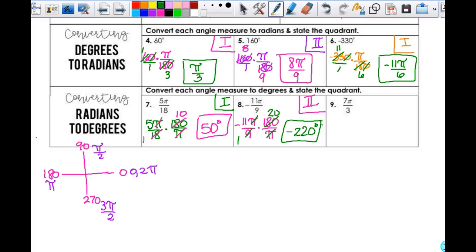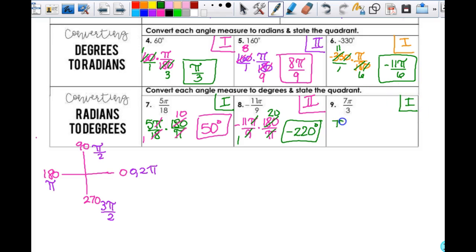7 pi over 3, what quadrant would that be in? Do you agree with that? Yes, because 3 pi thirds would be pi, right? And then 6 pi thirds would be 2 pi. And so it's a little bit more than 2 pi, right? So I'd be up there in quadrant 1.